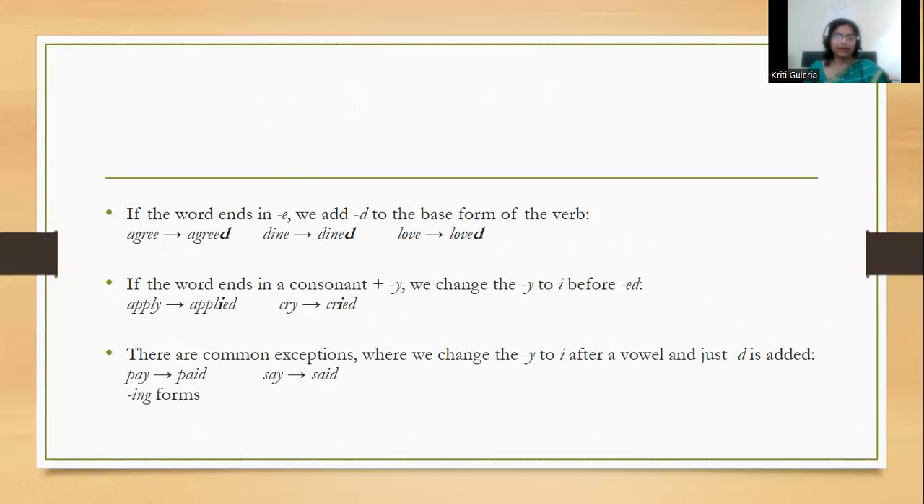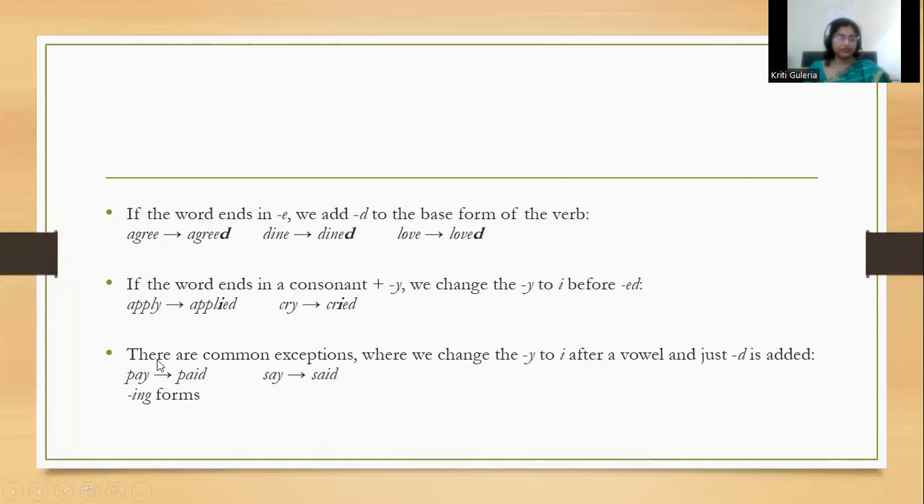Dine will become dined, D-I-N-E-D. Love will become loved. Whereas if the word ends in a consonant Y, what we had done earlier, removing Y, we add I and add ED because it is the past form. So apply will become applied. Cry will become cried.